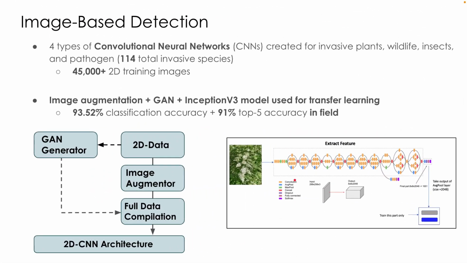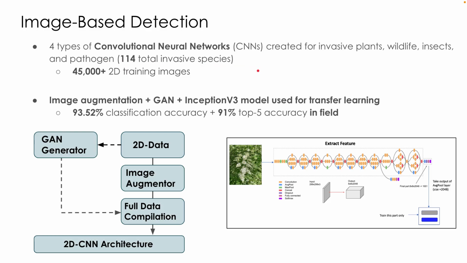And so starting off with the 2D based detection, or the image-based detection, I created 4 types of 2D convolutional neural networks, or CNNs, and these were created for invasive plants, wildlife, insects, and pathogens, which are the 4 major types or groups of invasive species, and this was for 114 total invasive species.